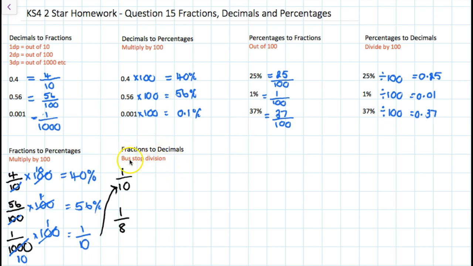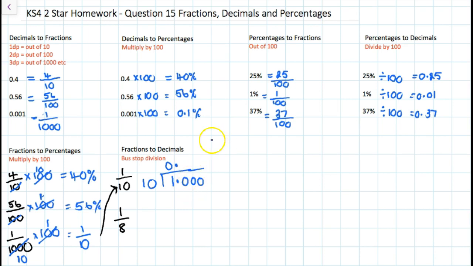Fractions to decimals, we're going to do the bus stop division, which means we're saying the 1 is being divided by 10. So with our bus stop, we've got 1 is being divided by 10. Now don't let this put you off, because this works in exactly the same way as normal division. We're going to say that 10 doesn't go into 1, so we've got a 0. We've reached the end, which means we need to introduce a decimal point. Now, after the decimal point, we can put zeros forever without it changing the value of something.